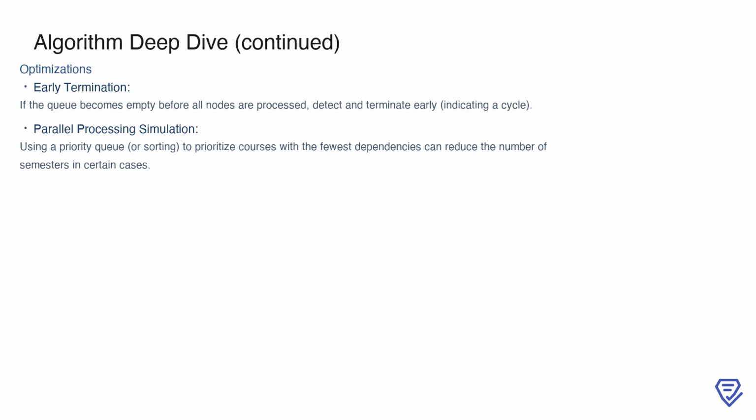Lastly, there are optimizations that can enhance the algorithm. One such optimization is early termination. If the queue becomes empty before all courses are processed, it indicates the presence of a cycle in the graph, and the algorithm can terminate early. Another optimization involves using a priority queue to prioritize courses with fewer dependencies. By processing these courses earlier, we may be able to reduce the total number of semesters required in some cases. These adjustments can make the algorithm more efficient or adaptable to specific variations of the problem, ensuring that the solution remains robust and optimized for different input conditions.